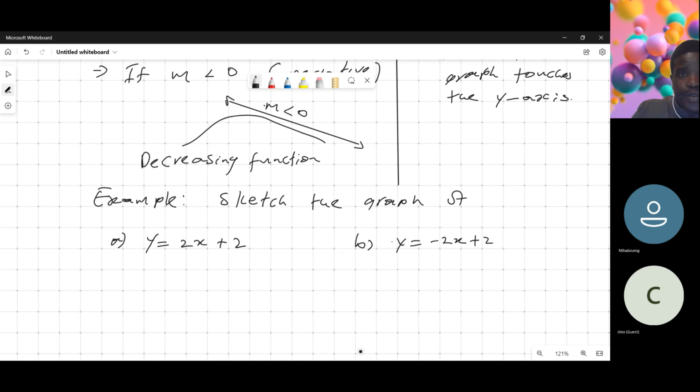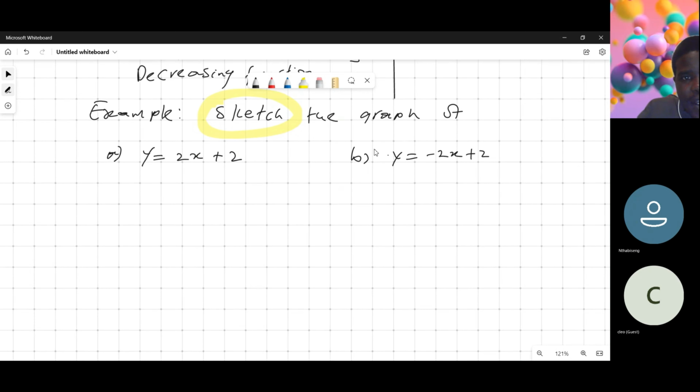I want us to talk about the sketching of the straight line graph. Please take note, it's a sketch. It's not an accurate drawing. So let's sketch the first graph.